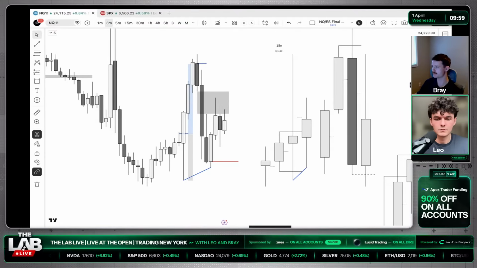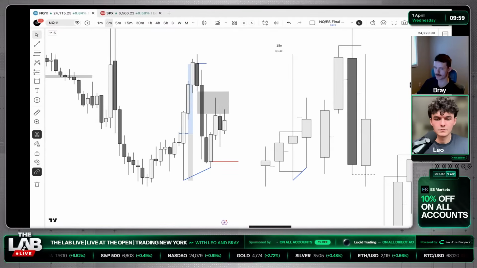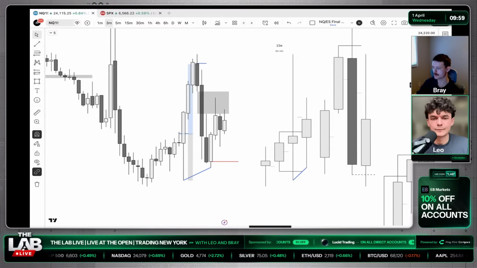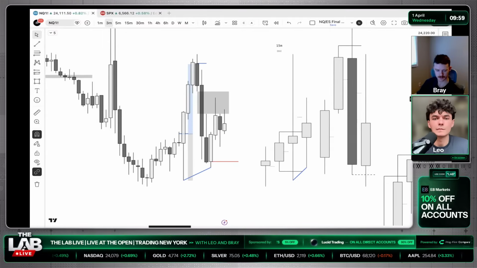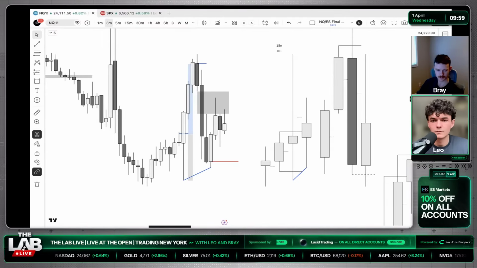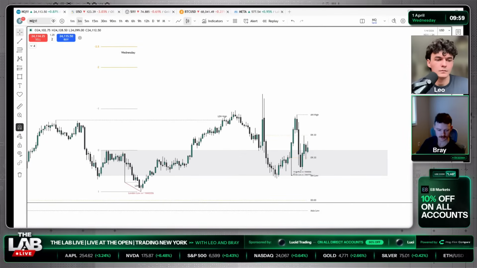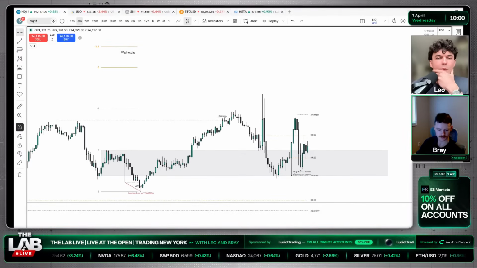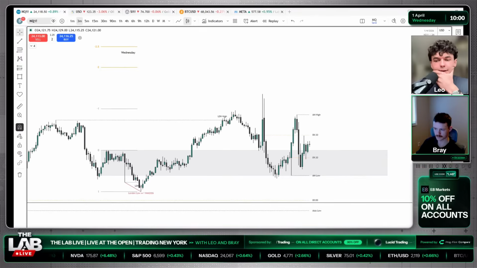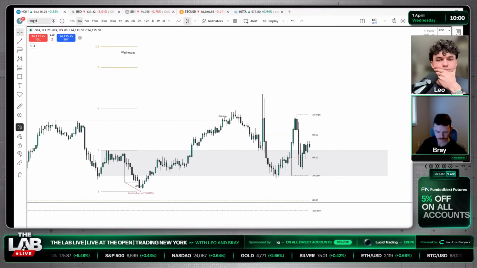Yeah, very choppy. Very choppy opening. Kind of brutal. Yeah, we're waiting for 10 o'clock here, which we just got, the 10 o'clock open.